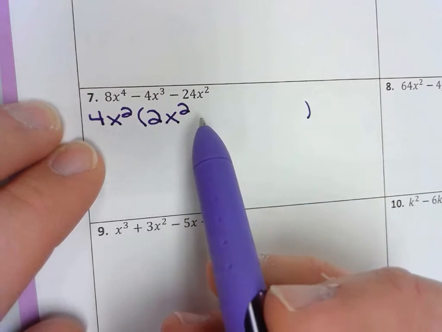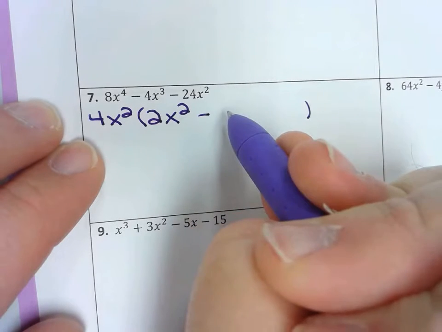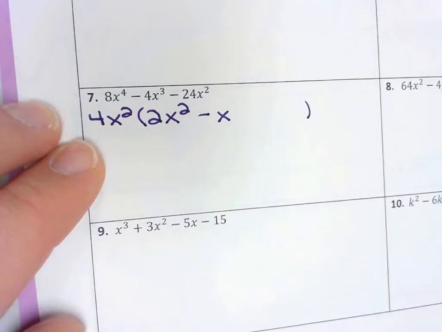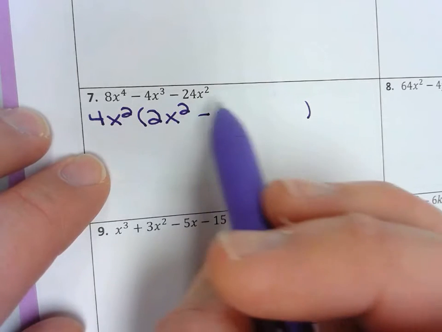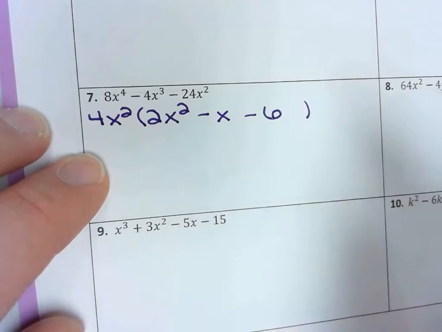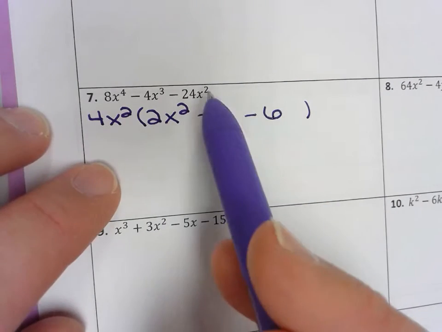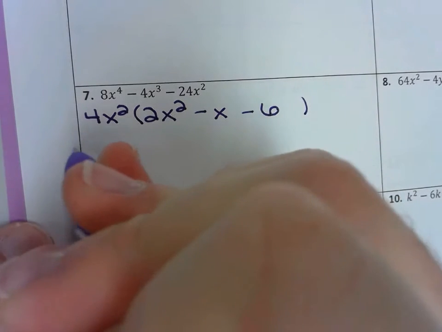4x squared times what gives me a negative 4x to the 3rd? Negative 1x, yes. So just negative x, because I took out the 4. 4 times what gives me negative 24? Negative 6. Do I need an x with it? No. I started with x squared. I took out x squared, so that is it. So now I have my GCF out front. I do nothing with it.